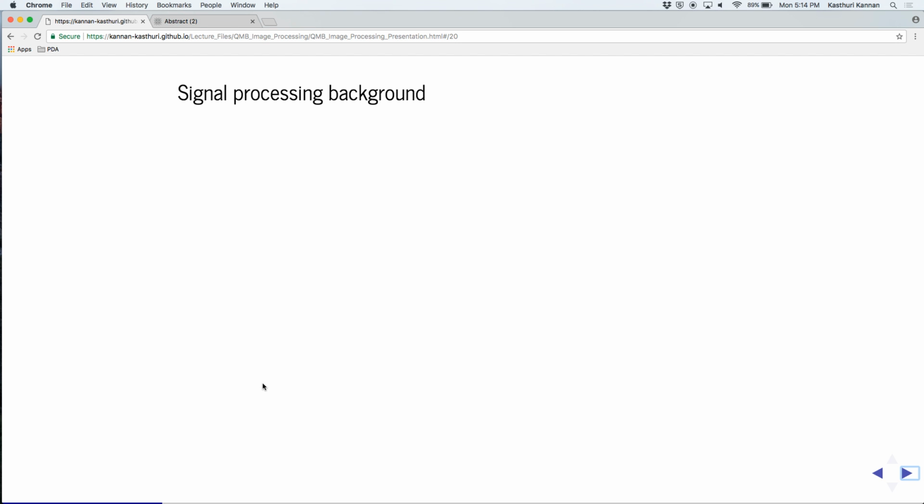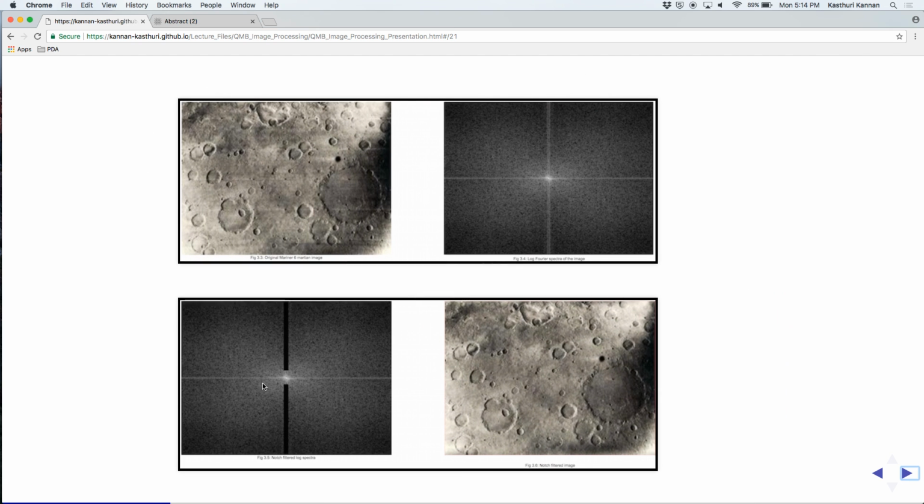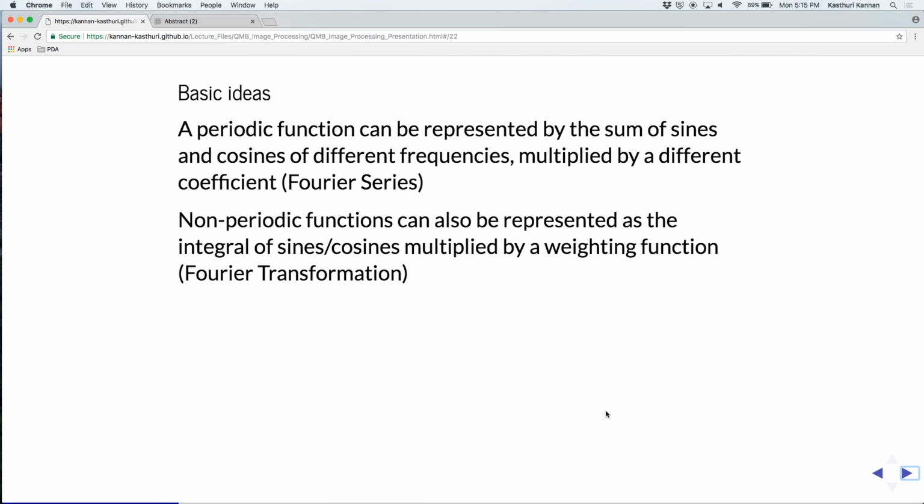Now let's go into the signal processing background. This is one of the classic images. You have the picture of the moon here, and this is its Fourier spectrum. If we remove these frequencies here, you see a much better picture, some parts are more well defined than here. You can see a much clearer image. For instance, this one is corrupted by some higher frequency noise. So this is an example, and now how is this done?